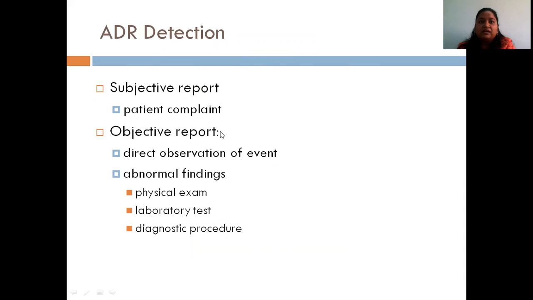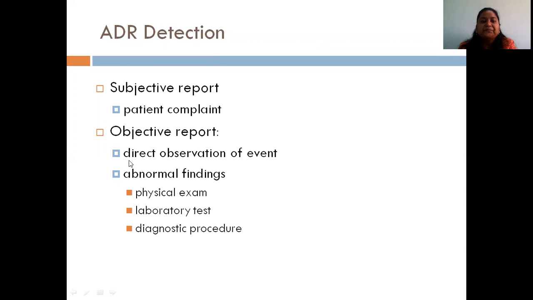So while reporting the ADR, we have to prepare some documentation. Firstly, we have to write the subjective report: what the patient complaints are, what the patient is trying to say, what the ADRs are, and what the sufferings of the patient are. Next is the objective data.